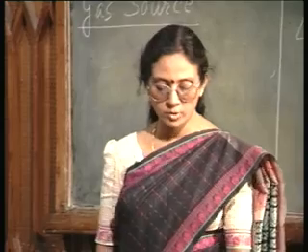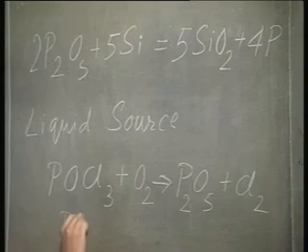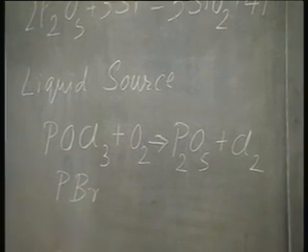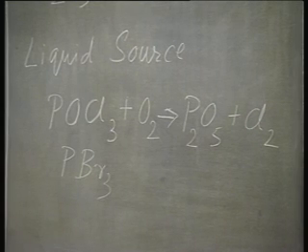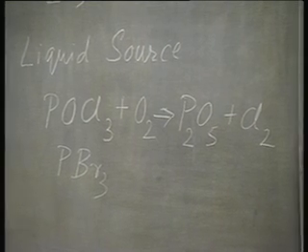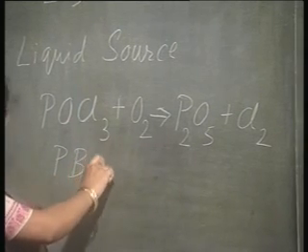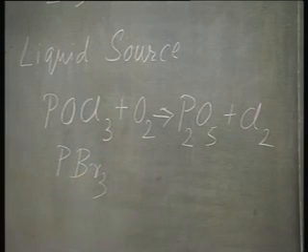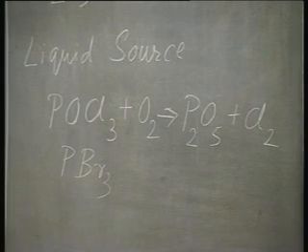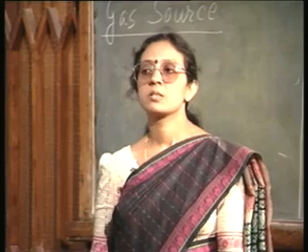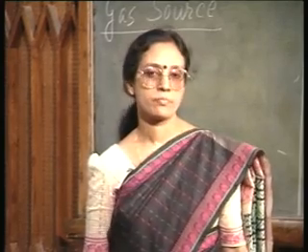Of course, instead of POCl3, PBr3 can also be used. This apparently gives a better gettering action. It releases bromine. Analogous to this, it will react with oxygen, form P2O5 and release bromine, that apparently gives a better gettering action. But POCl3 is very well understood, very well studied, and POCl3 is used.